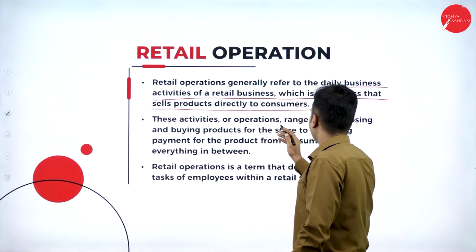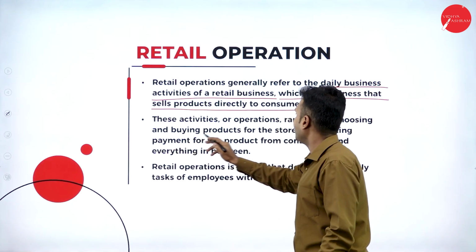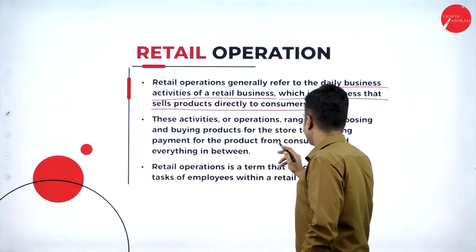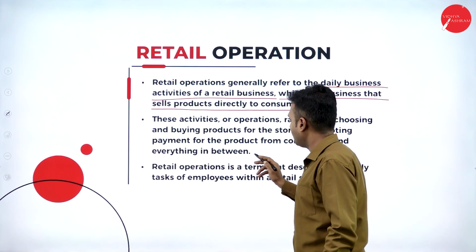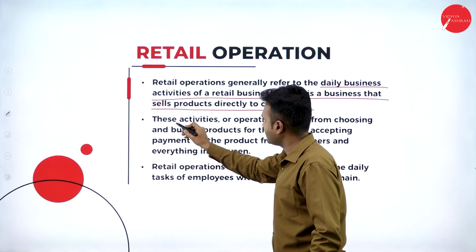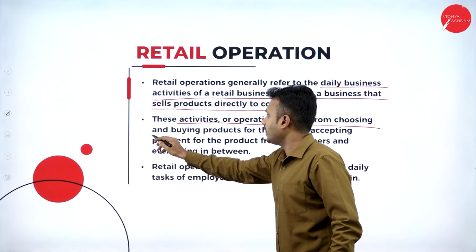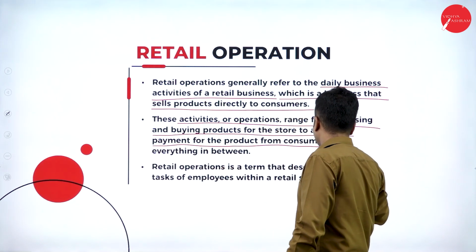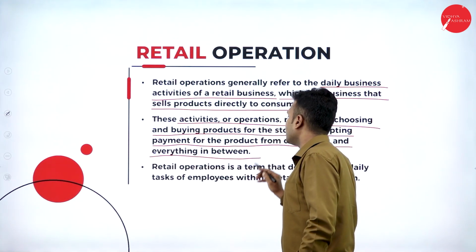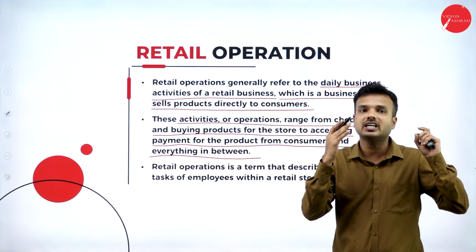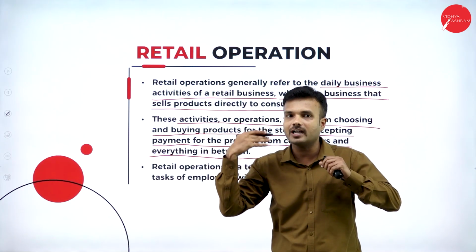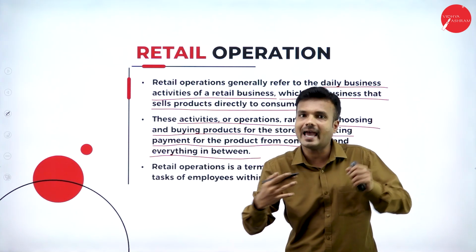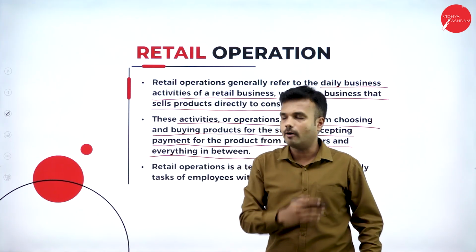These activities or operations range from choosing and buying products for the store to accepting the payments for the product from the consumers and everything in between. Means, as I said, it is nothing but selection of the product which is to be sold to the consumer, and also we are supposed to receive the payment from the consumer. These are all the activities that take place while bringing the product from the wholesaler and selling the product to the end user. All the activity we call retail operations.